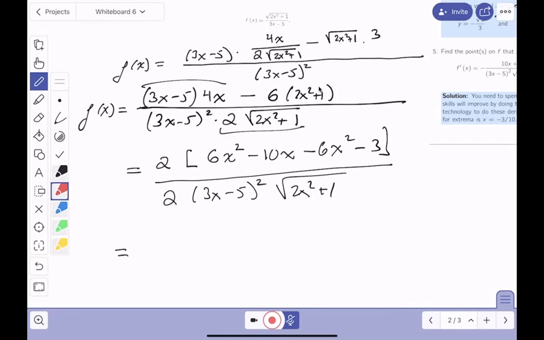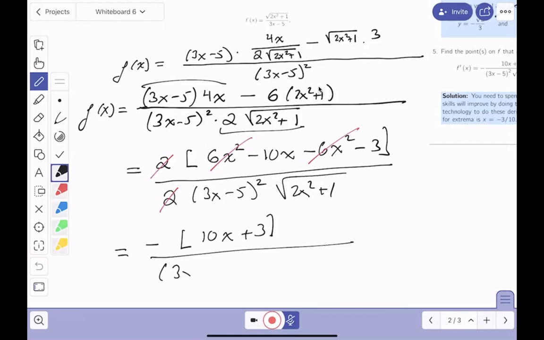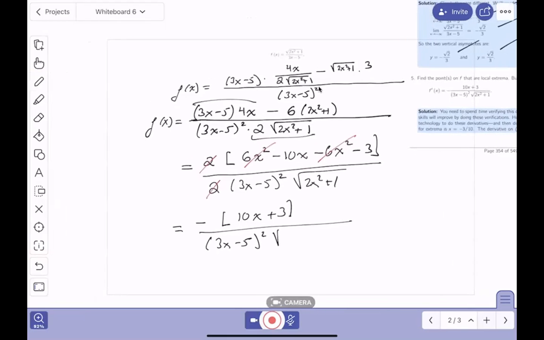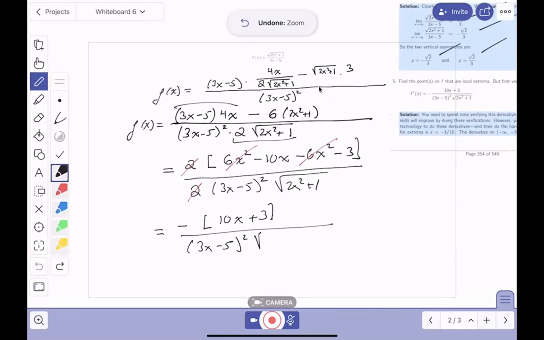Well, I'm going to say I got some cancellations here, right? 2 divided by 2 is 1. This is nice. Glad that disappeared. I'm going to factor a minus sign out from the top. What do I get? Minus, let's see, you get 10x plus 3. We'll check the key later. And on the bottom, you get 3x minus 5 squared. Oops, sorry about that. The square root of 2x squared plus 1.